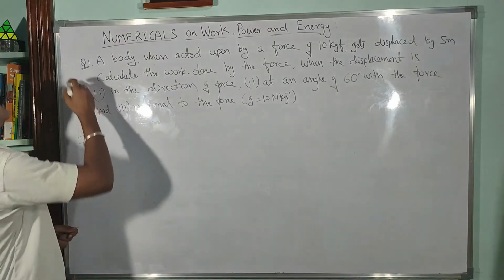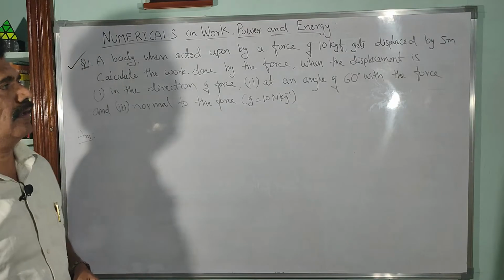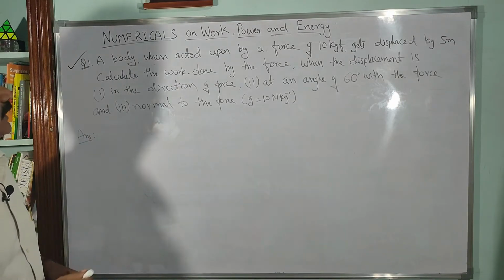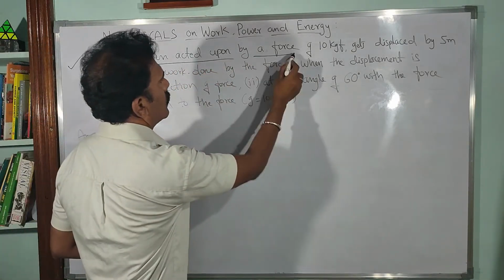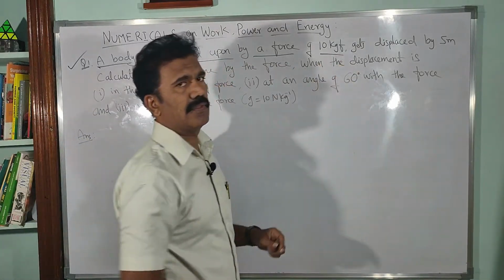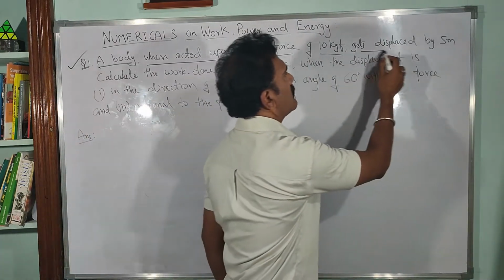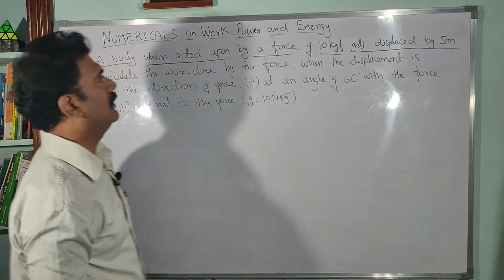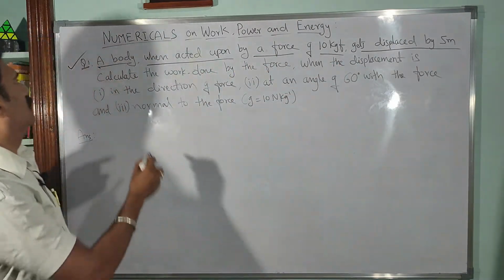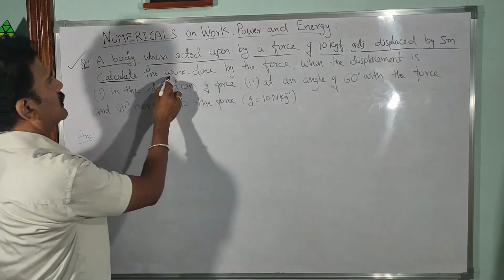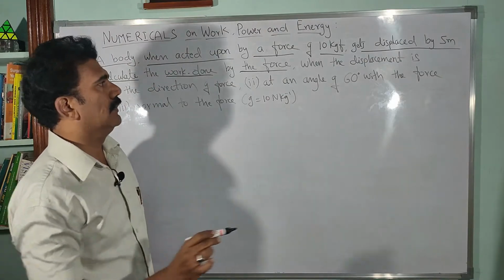So the first problem is like this. You just go through the problem and try to understand how to attempt it. A body acted upon by a force of 10 kgf gets displaced by 5 meter. The force is displacing the body through 5 meter. Then it is asked to calculate the work done by the force.